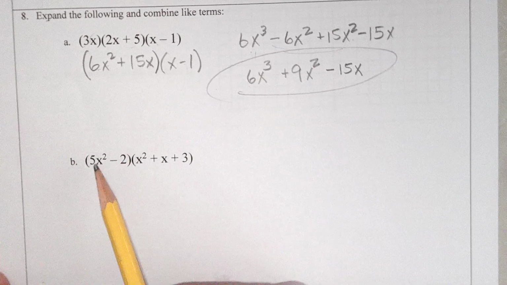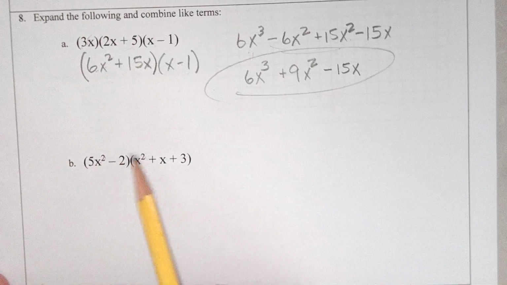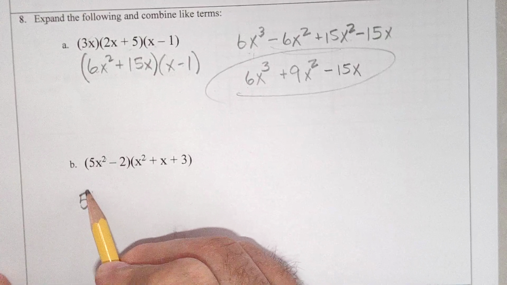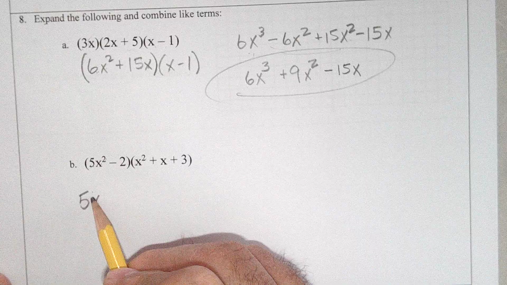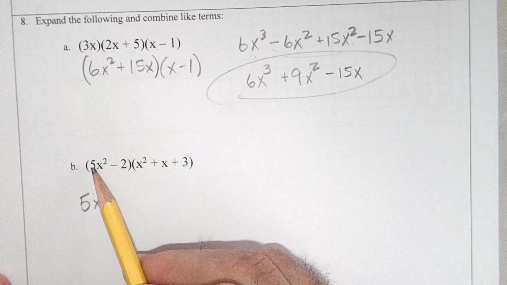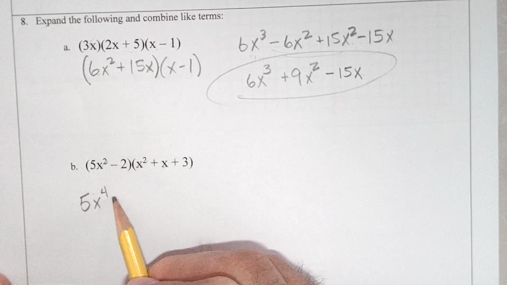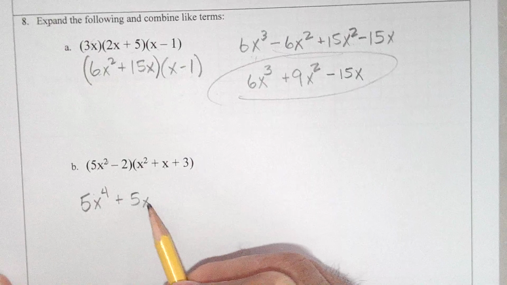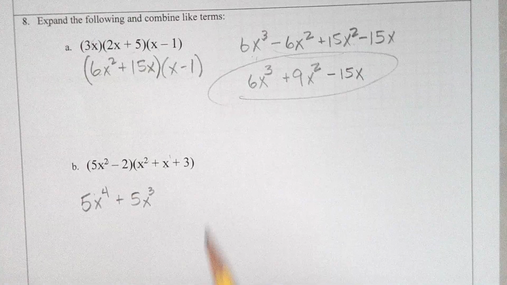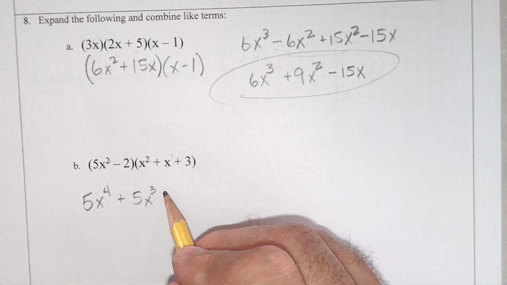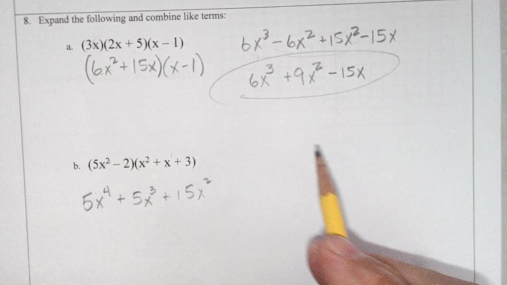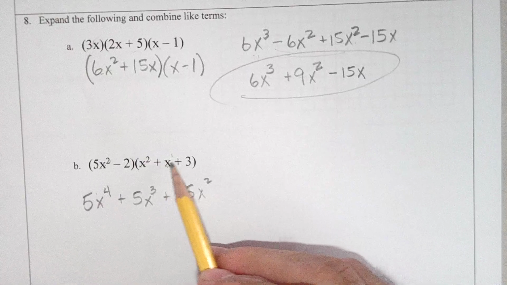Now this one. So 5x squared times x squared is 5 times 1 is 5. X squared times x squared is x to the fourth. When you multiply, you add the powers. 5x squared times an x is 5x to the third. This has a power of 1 plus 2 is 3. And 3 times 5x squared is 15x squared. So that's 5x squared times each of those.